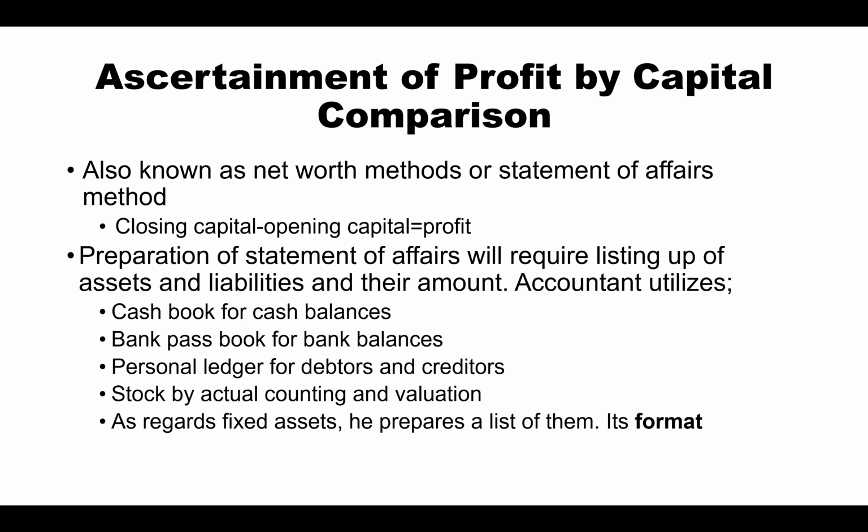In preparation of the statement of affairs, we require listing all the assets and liabilities in the accounts. So the accountant will utilize the cash book for cash balances, the bank passbook for bank balances, and the personal ledger for debtors and creditors, with stock determined by actual counting and valuation. As regards fixed assets, he prepares a list of them. So these are the things that the accountant will utilize in order to prepare the statement of affairs.